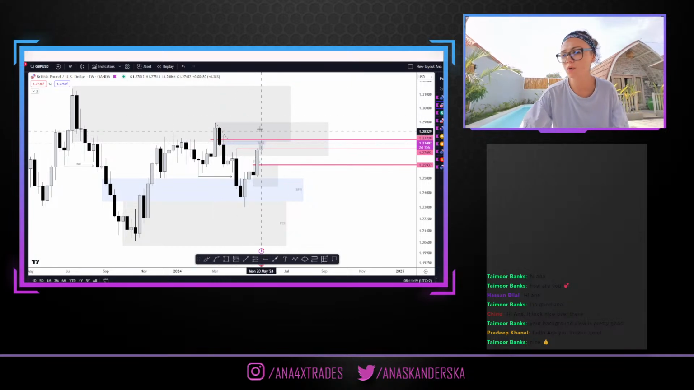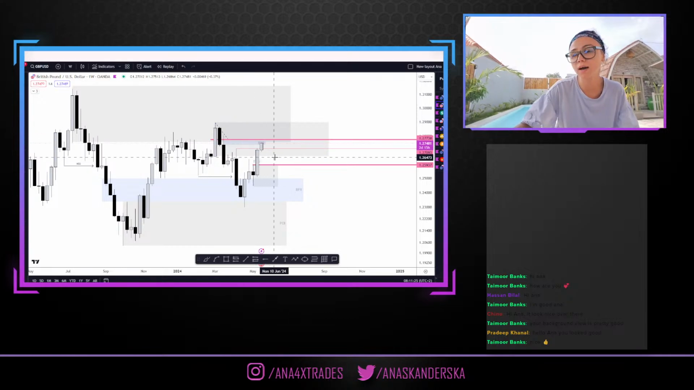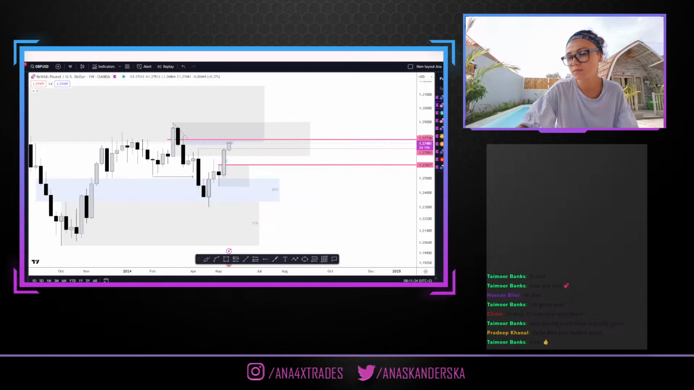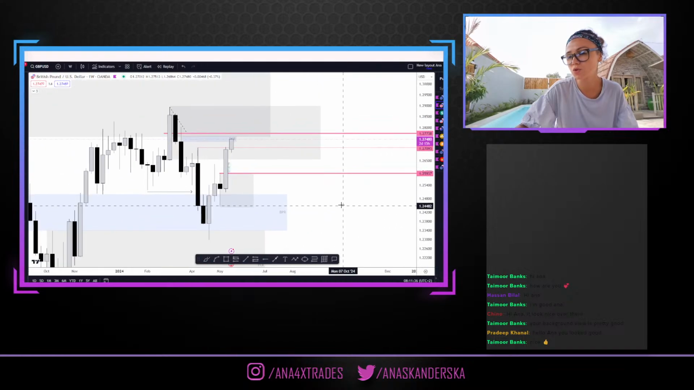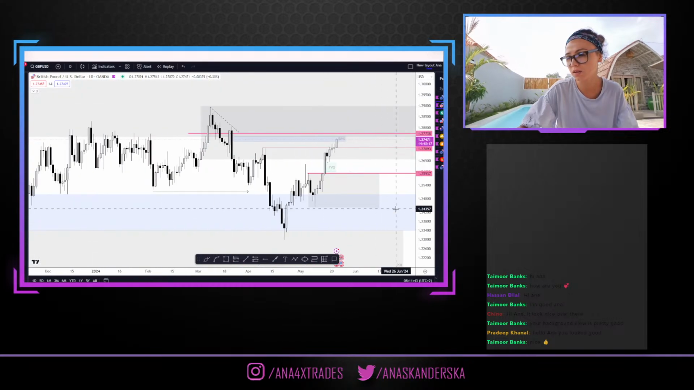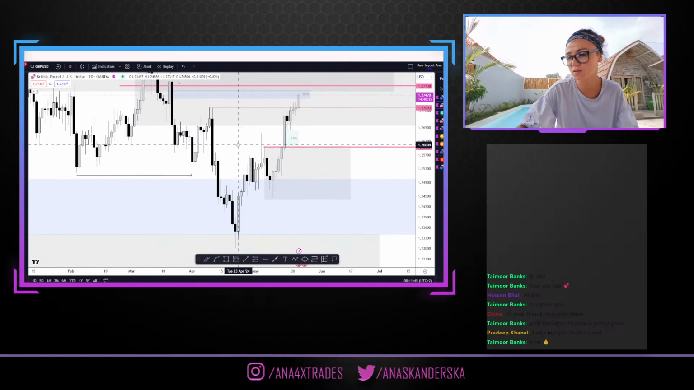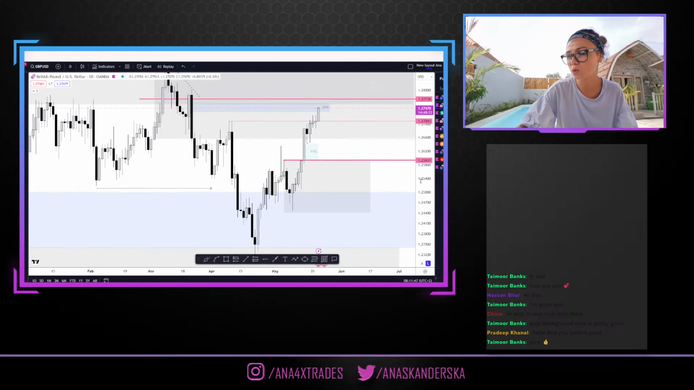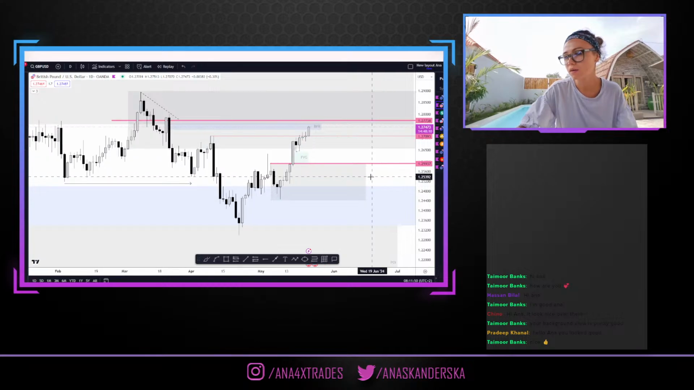So we might be just going there and then retrace lower. But for me, according to the higher time frame and according to the order flow that I see here, it looks like the pound will continue higher. But we never know. That's why we have to just watch price and act accordingly, and see what price wants to tell us, not to force what we believe will happen.